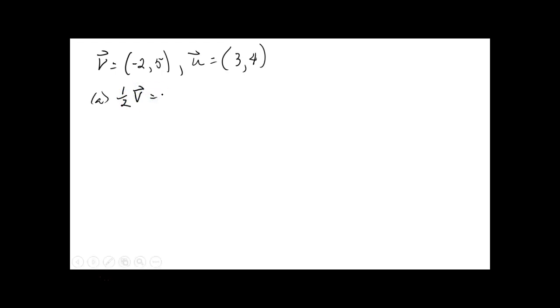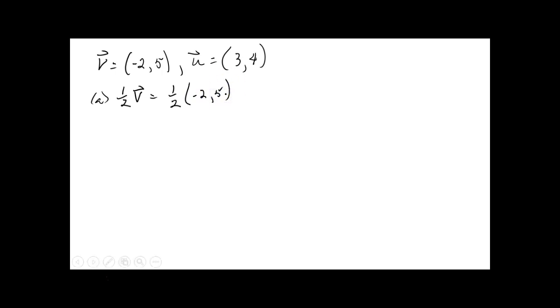Okay. Vector V is (-2, 5). This is a two-dimensional vector. And vector U is (3, 4). Okay? It says find each of the following vectors. The A one here says what is 1/2 of V? Well, you can just write it exactly like this. 1/2 of vector V. Well, vector V is the vector (-2, 5).